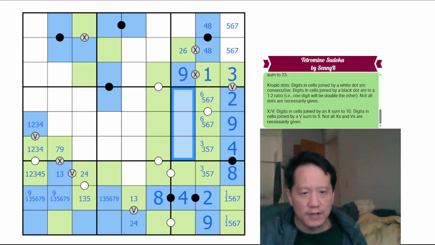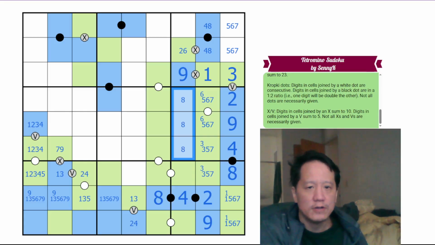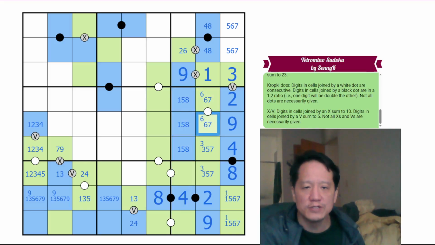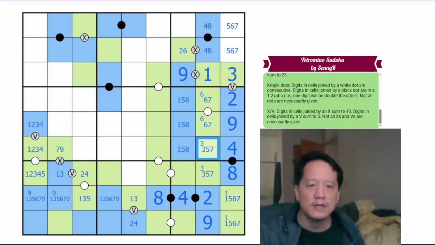So you have to have an 8 here. So this must be 8. That's 17. It's 1, 5, or 3, 3. It can't be 3, 3, obviously. So this is 1, 5, 8, which eliminates 1, 5, and 8 in the rest of the box and column. So this can't be 1, 5.